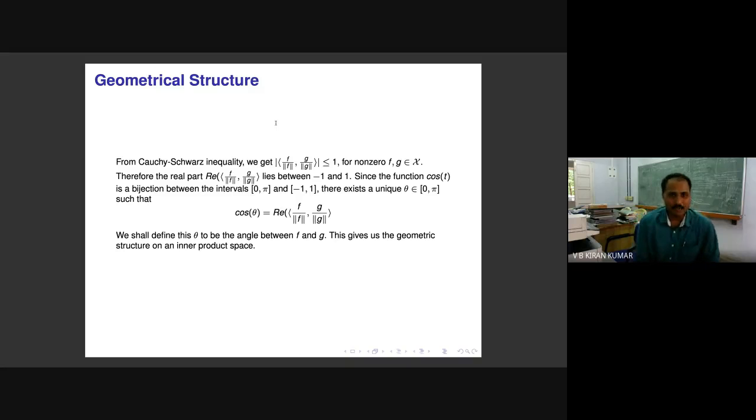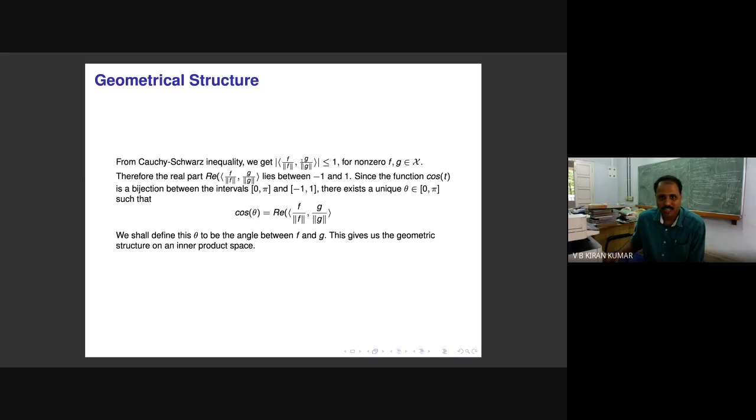Now let us come to the consequence of geometrical structure out of this Cauchy-Schwarz inequality. If you take two non-zero vectors, by the Cauchy-Schwarz inequality you will obtain that the absolute value of the inner product of F by norm F and G by norm G is bounded by 1. You just divide by norm F and norm G, and you obtain this.